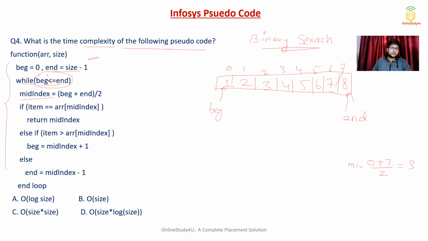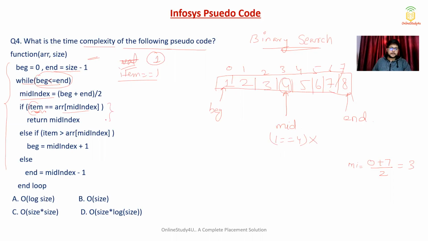Let's say I have to search for an item. Let's assume that we have to search for 1. The value to be searched is 1. Let's assume that this is the case, right? So 0 plus 7 by 2, that is 3. So I'll check here. This is my mid index. So I'm checking if this item, let's say item is equal to 1, right? So if my item is equal to array at mid index, what is array at mid index? That is 4. Is 4 equal to 1? No, it is not, right?